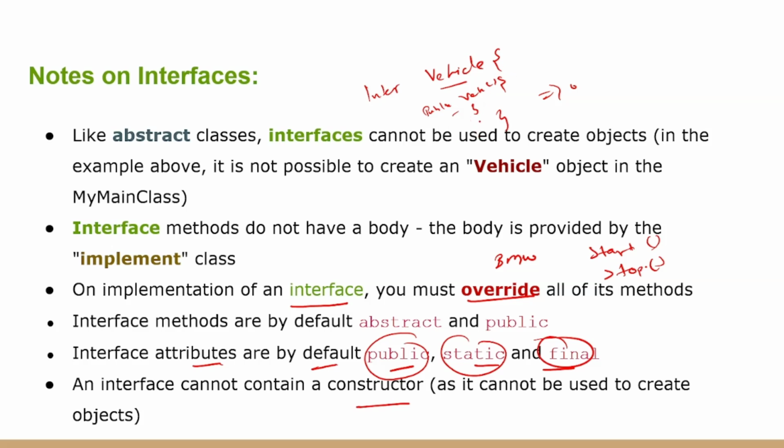So if it has a constructor, then why will we not be able to create the object? But the problem is that an interface does not contain a constructor, so nobody is there to construct the object. That's why we are not able to create the object of an interface.